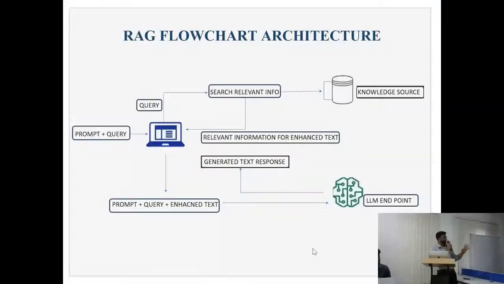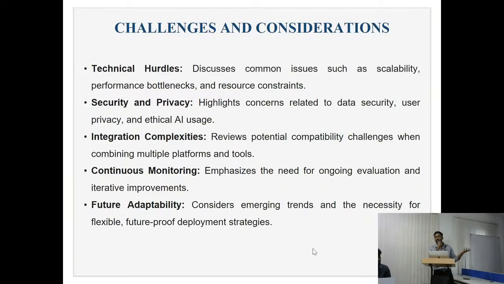About common issues such as scalability, performance, bottlenecks and resource constraints. Scalability, like on other platforms than Azure, such as AWS, where manual scaling will be happening. So all these hurdles come into account. Scalability is also one of the hurdles, and so are security and privacy. For every related thing there will be security and privacy concerns, so some engineering work will be done in the backend. That has been depicted there: data security, user privacy, ethical AI usage and integration complexity.